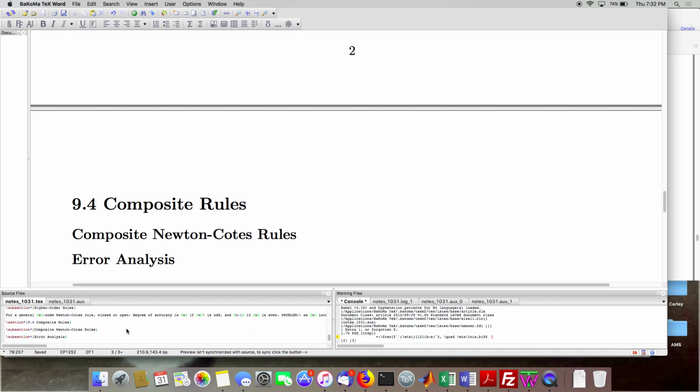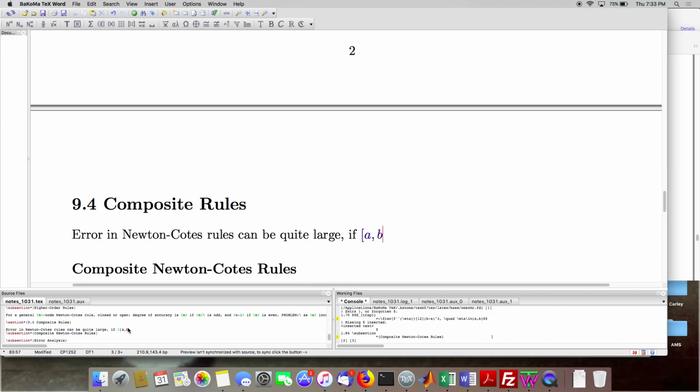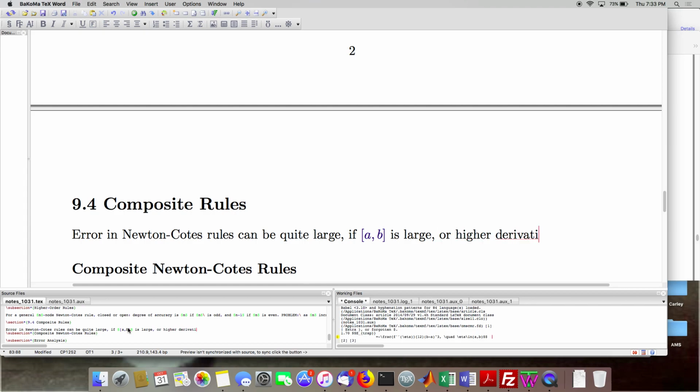Composite rules. So the error in Newton-Cotes rules can be quite large for two reasons, really. If the interval AB is large, or higher derivatives of f are large. Because notice the error formulas that I showed you have either a second or fourth derivative, and what if those are large on the interval AB? Then you're bound to have some large error there.